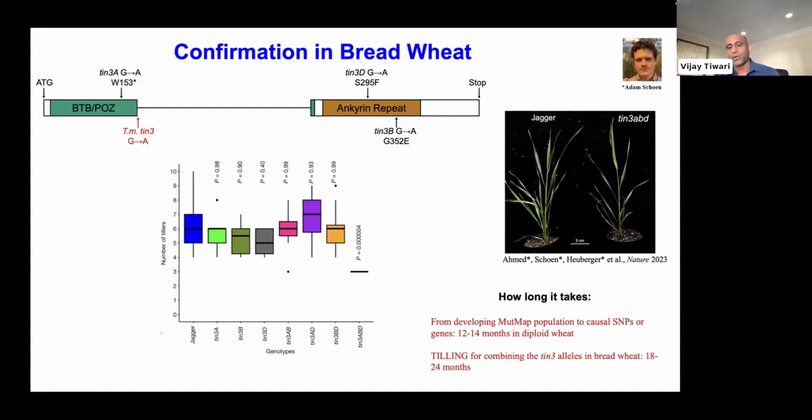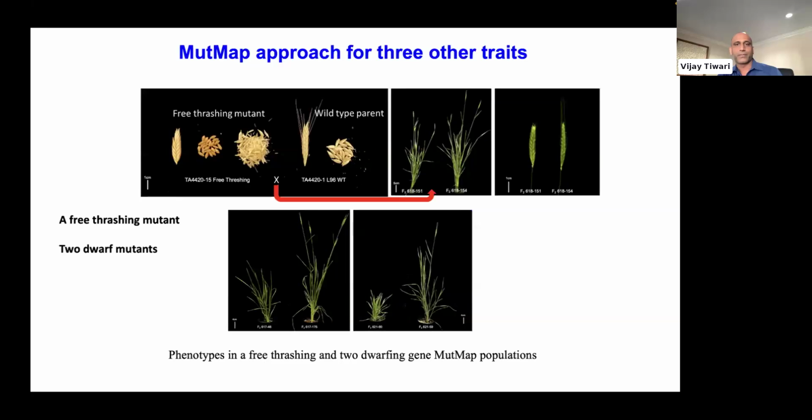But we were able to clone the gene from monococcum in 12 to 14 months, even including the MutMap population development. But it took us about 16 to 18 or 24 months to combine all the mutant alleles because it is a winter wheat background.